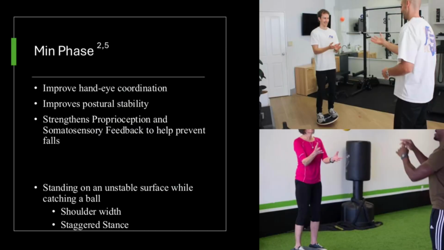So for the minimum phase, we'll be doing the Bosu ball or just an unstable surface. We're using a Bosu ball in today's demonstration and interventions, and occasionally will be tossing me a ball with my feet shoulder width apart and with the staggered stance. So this is working on our reactive balance. It's to improve the hand-eye coordination, also helps to improve the postural stability, and once again, kind of like the last intervention, it strengthens proprioception and the somatosensory feedback to help prevent falls in case they do have a drop attack or vertigo at some point, things like that.